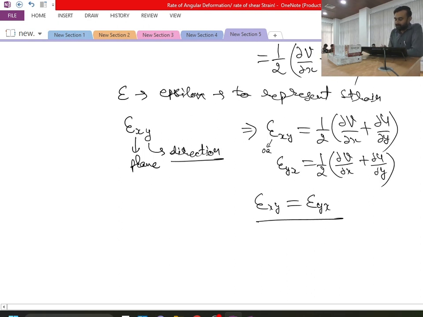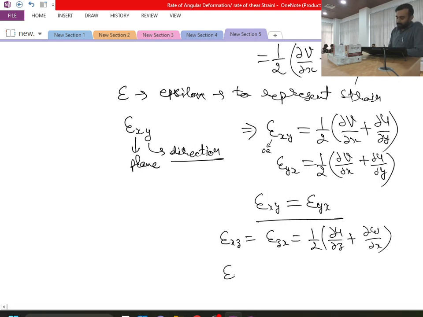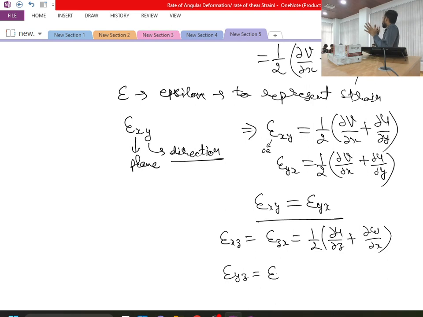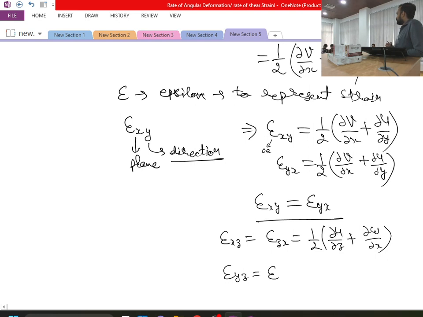Now likewise, if I wanted to calculate xz and zx, can you calculate xz and zx? That will be simply half of del u by del z plus del w by del x. Similarly, if you want to calculate for yz. Whenever I will be considering a three-dimensional fluid element, it will be having how many faces? 6 faces. So for all individual 6 faces, I can define this shear strain.